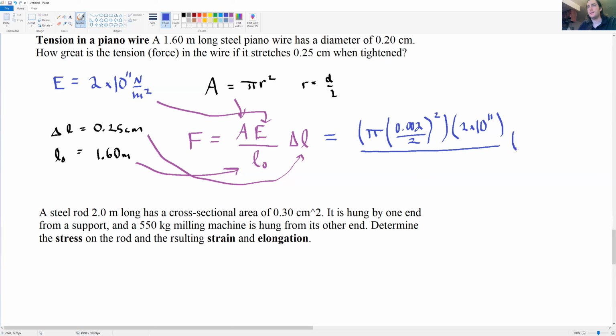Now, delta L is given to us: 0.0025 meters. And L0 is 1.6 meters. So if we punch that into the calculator, we're going to come out with an answer of 980 newtons. Okay, 980 newtons. Give me a thumbs up if you understood that example.